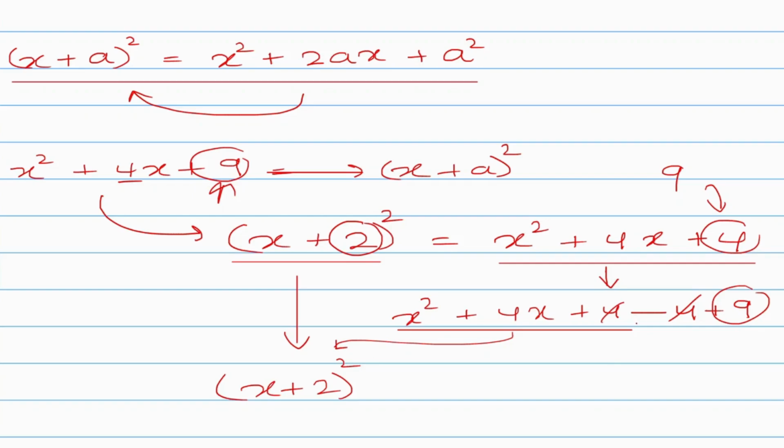And then we just do what we did over here. Minus 4 plus 9. That is equal to x plus 2 squared plus 5. So this process is what we call completion of the square.